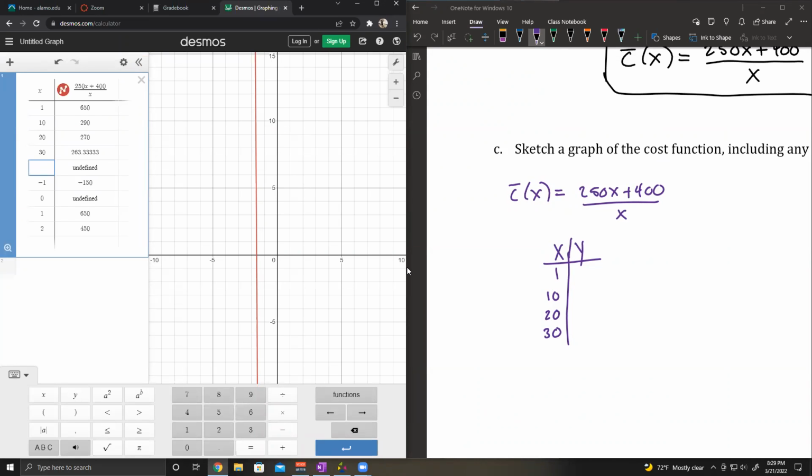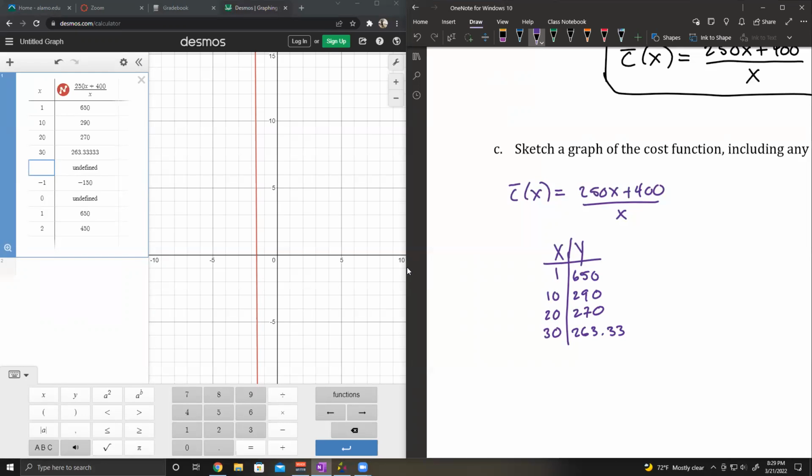And over here, I have 650, 90, 70, and 263.33. Okay. Now it wants us to add an asymptote.